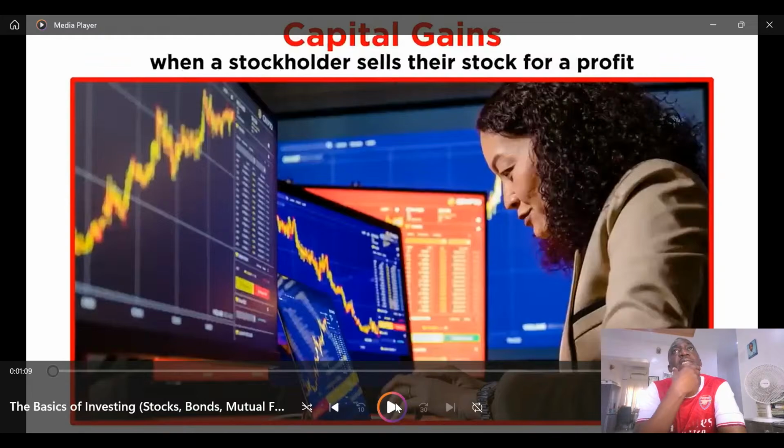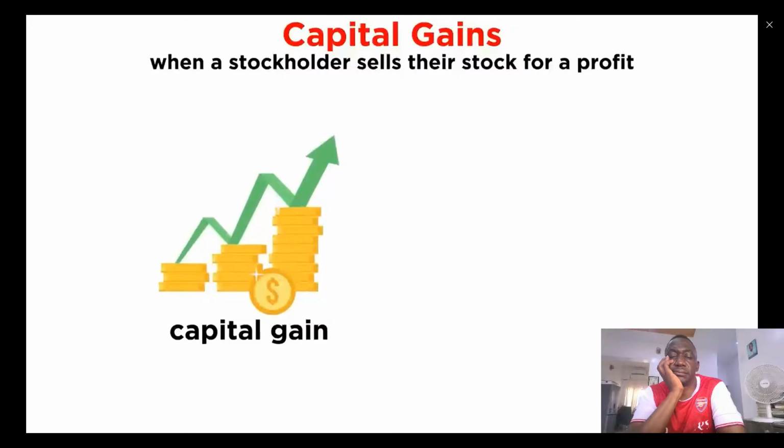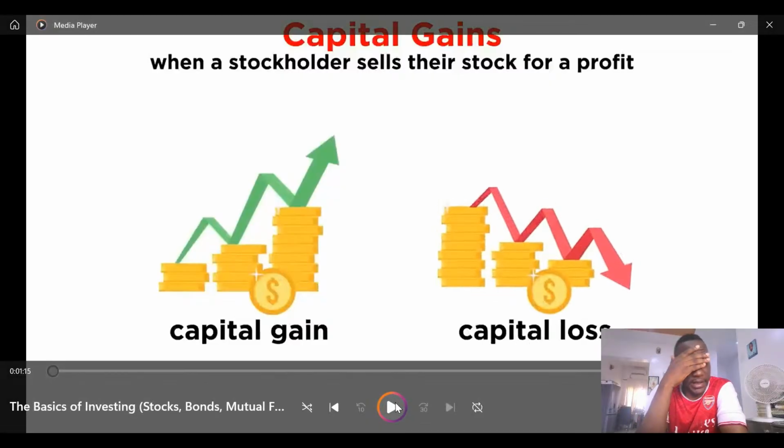Okay, so if you bought Tesla, for instance, at $100 and you now sell it at $120, the $20 extra that you made is called capital gain. Okay, capital gains. If the stockholder made a profit, it's a capital gain. If they lost money, it's a capital loss. Okay, so let me explain capital loss to you. When you buy that Tesla stock at $100, and maybe the price now went down to $80, and you sell it, then you have a $20 loss. Is that clear, guys?